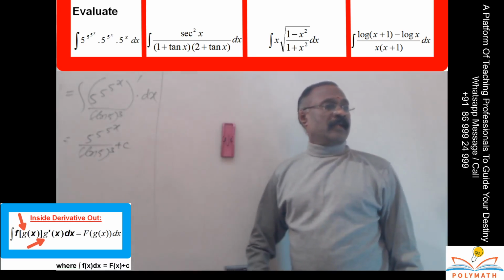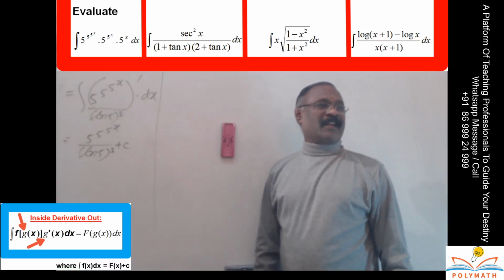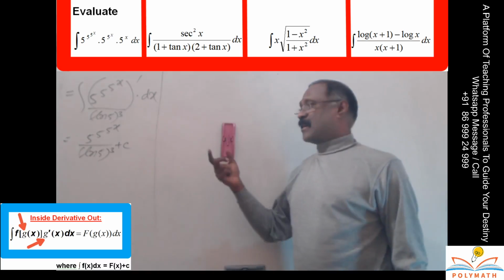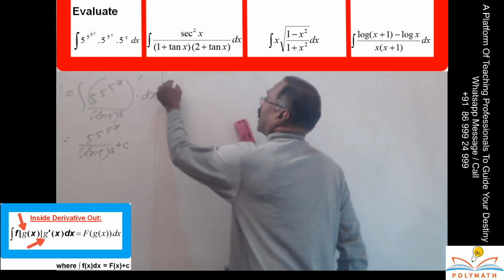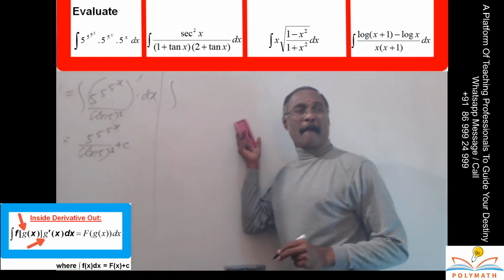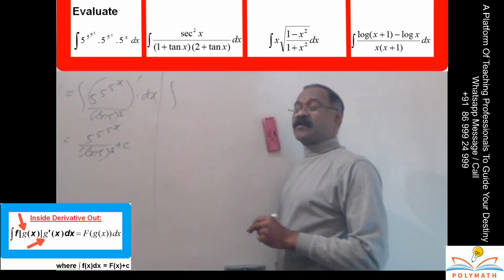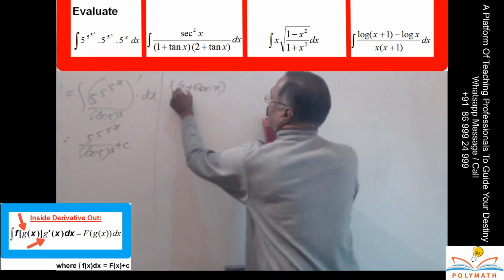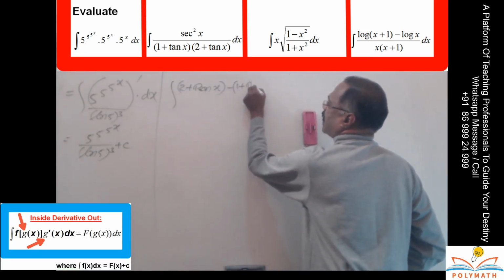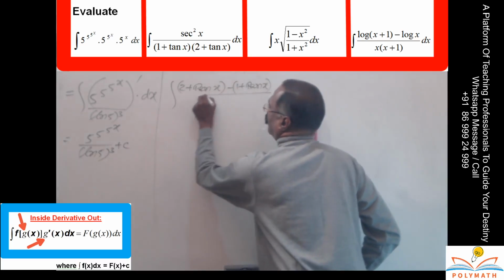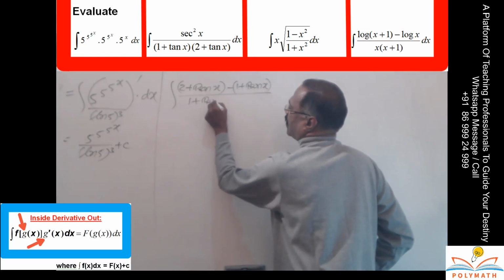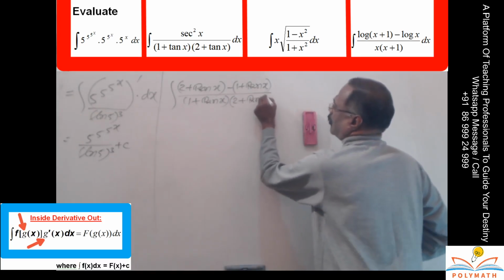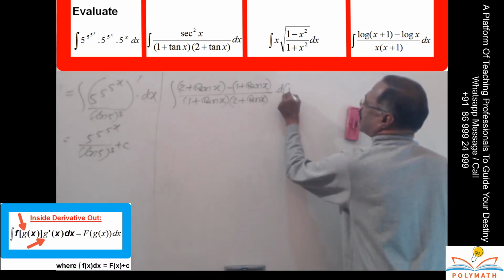Going to the next one. The denominator is containing tan x and the numerator is containing secant square x. Secant square x is nothing but the derivative of tan x. So what I'm doing, I'm writing the numerator like this: 2 plus tan x minus of 1 plus tan x, whole divided by 1 plus tan x into 2 plus tan x, into derivative of tan x.